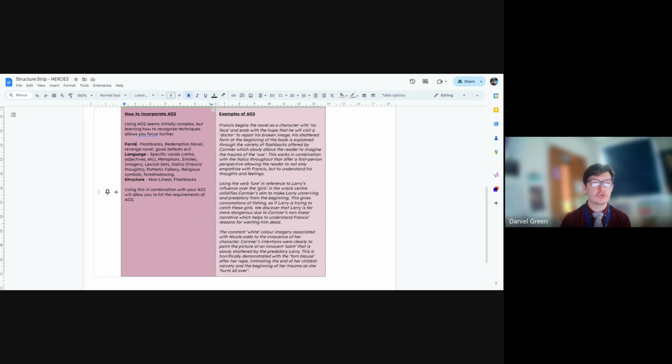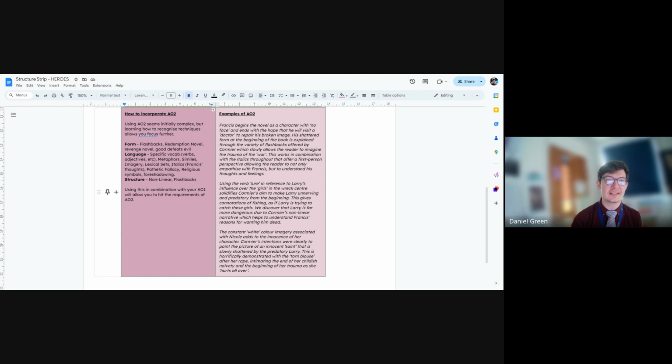And then finally, structure, being able to talk about non-linear and flashbacks. Please, for the love of God, mention flashbacks in your hero's essay. Okay, it's a buzzword that the exam board love. Using flashbacks in this kind of way demonstrates something that Cormier was trying to intend. Therefore, it's AO2. You're talking about how the book is structured. And in this case, it is structured in a flashback way. It's non-linear. Okay?